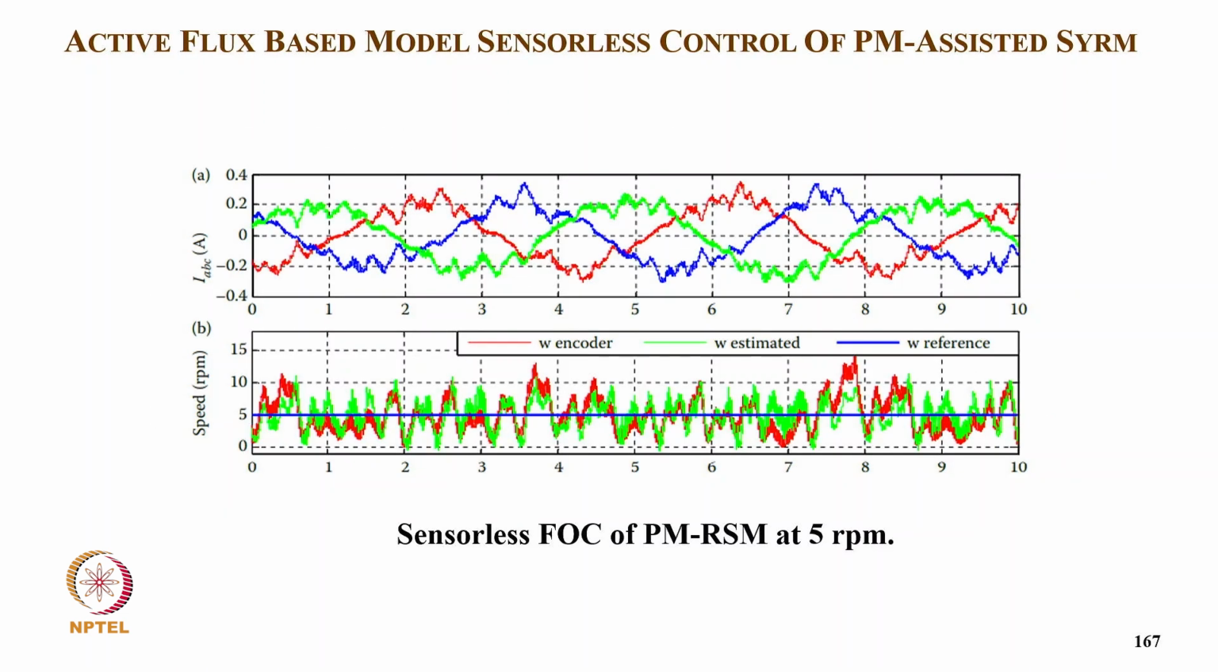And these are the sensorless PM results at 5 RPM: what the 3-phase currents are and how the speed looks.